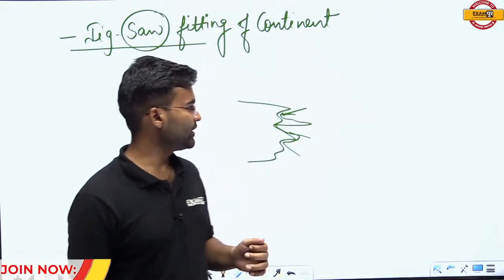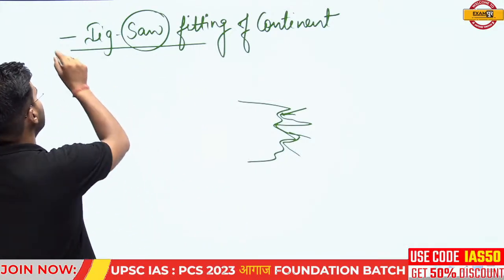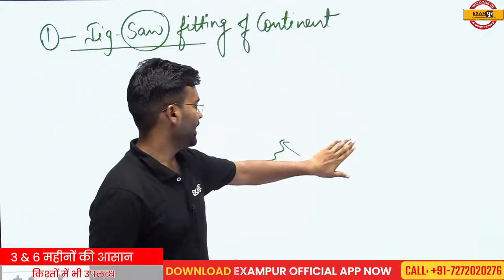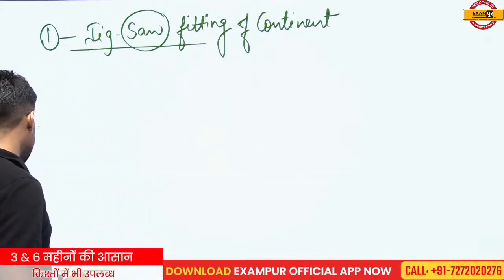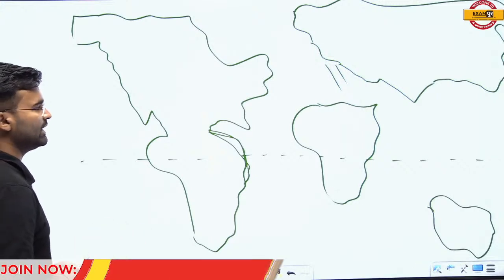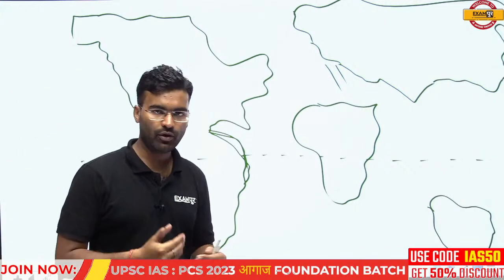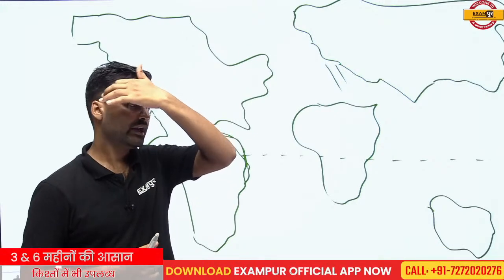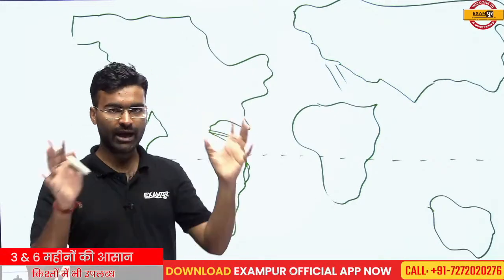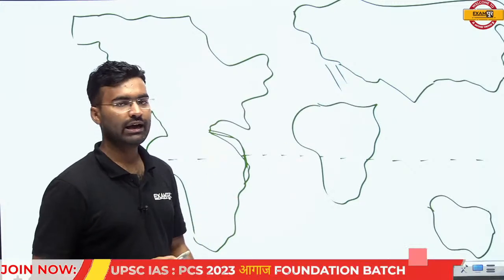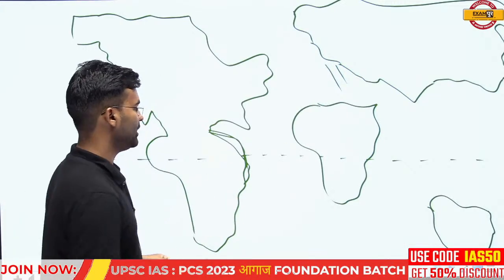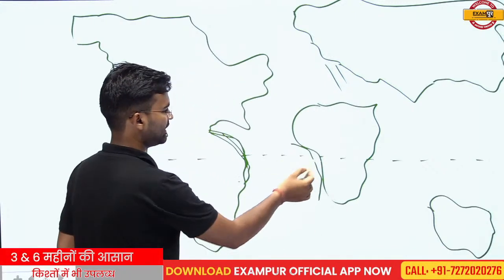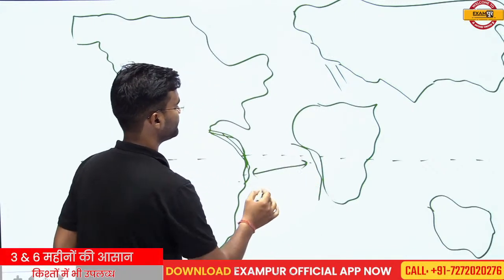So he provided the first evidence, the jigsaw fitting of the continents. He told that at the present time, if you want to fit these continents, he took the help of a computer and made a map to fit the continents, and he saw that if we put this continent with this section, it fits here.